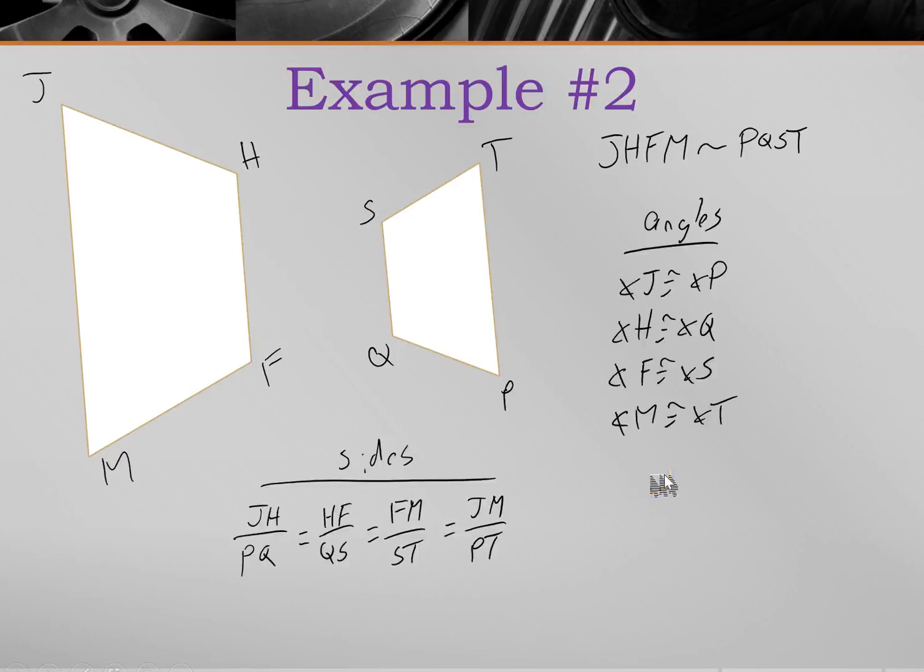Okay, so you should be getting this result. So these are the angles that all match up: J with P, H with Q, F with S, M with T. And then matching up the sides, JH over PQ equals HF over QS equals FM over ST equals JM over PT. Those are all the sides that should match up as proportions. You don't have to mark the diagram. If you have all these statements, diagram marking is not really necessary.